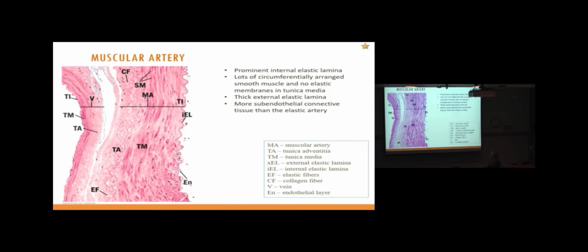The media, the thickest layer, filled with smooth muscle, a few collagen fibers, and finally the adventitia from here to here, thinner than the media, big bundles of collagen fibers, and there will be blood vessels in here as well.